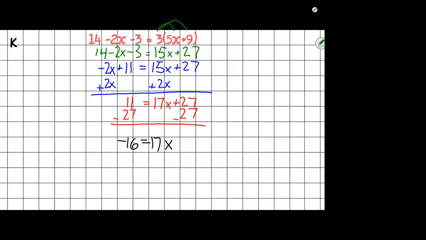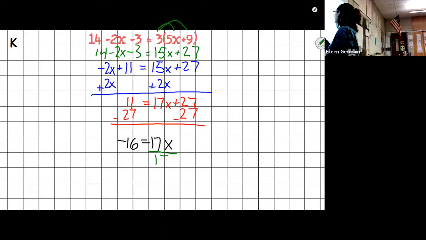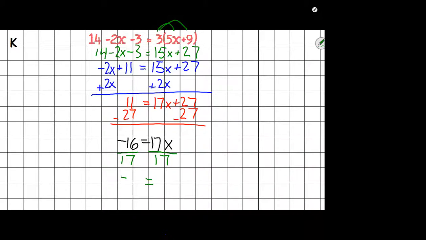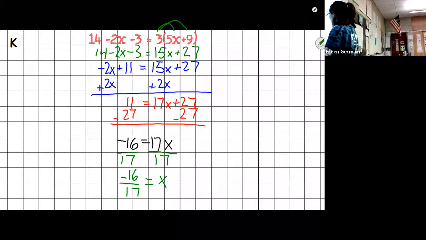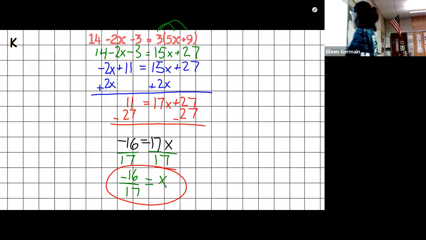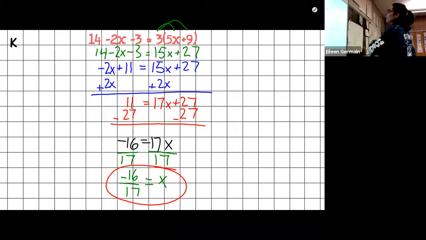Very good. And then my last step here would be what? Divide both sides by 17. So how would you read that final answer? Negative 16 over 17 equals x. Very, very good, Gabe. Please don't try to turn that into a decimal because 17 is a prime, so it's not going to be pretty with the decimal. Keep it as a fraction. Nice job there, Gabe.